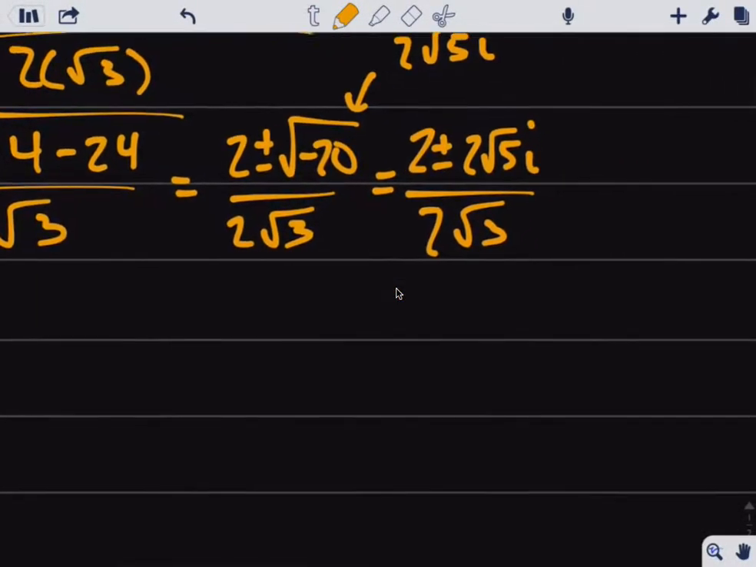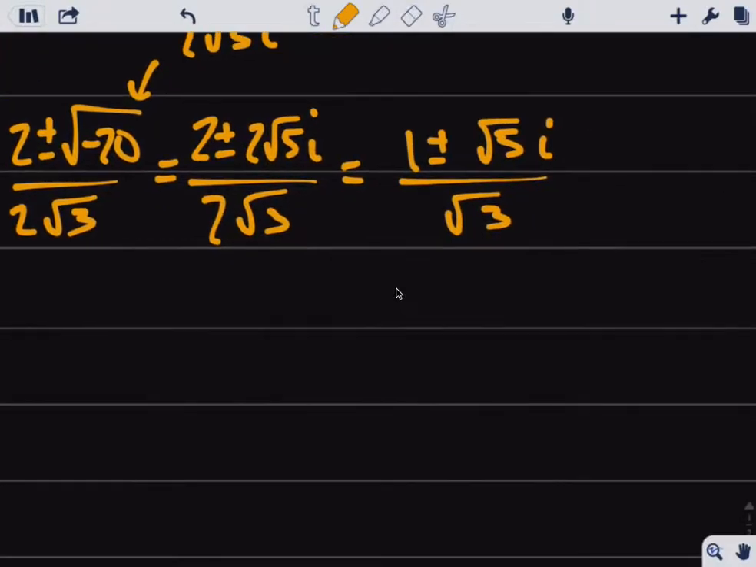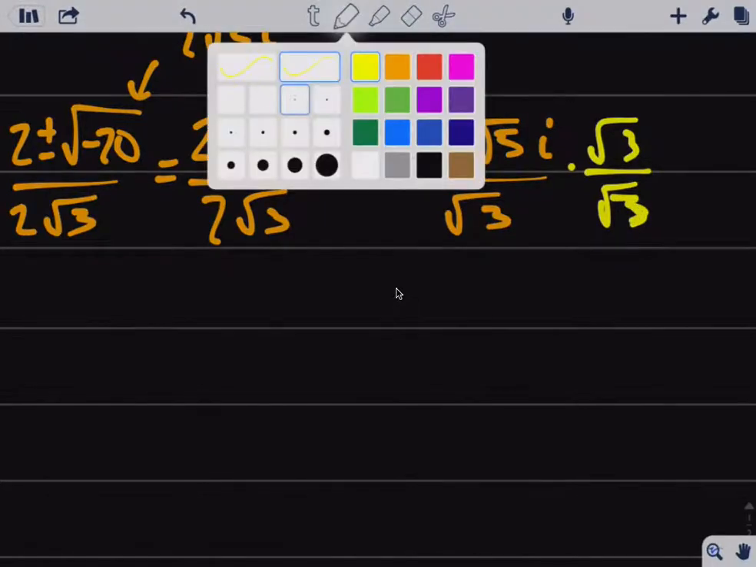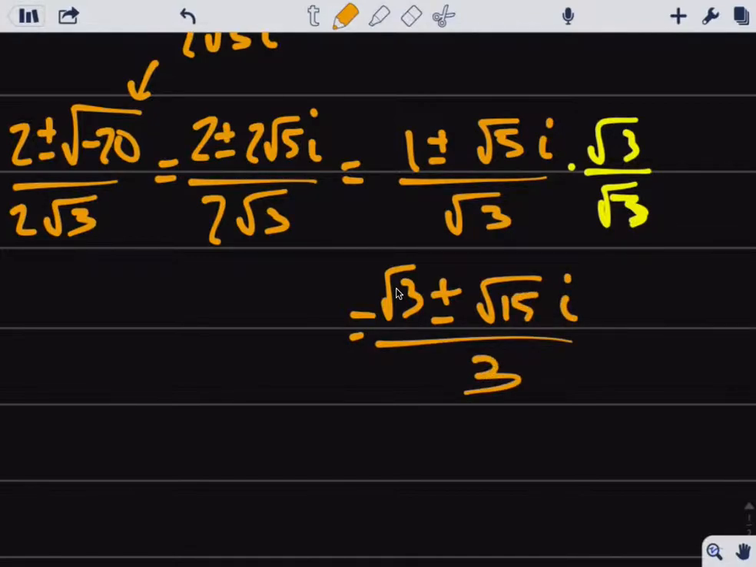Okay, so let's take that. The 2's cancel everywhere. So I'll get 1 plus or minus the square root of 5i over root 3. Remember, we're rationalizing the denominator, so that means multiply the top and the bottom by root 3. And so I get square root of 3 plus or minus the square root of 15i over 3. And that's your answer for 34.